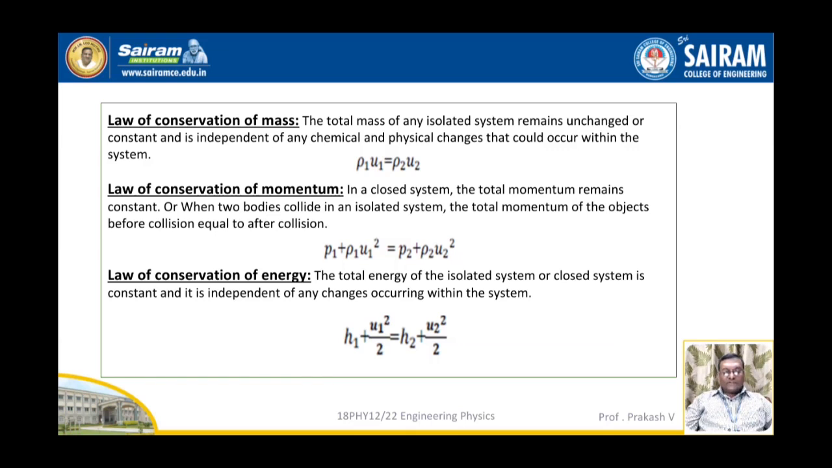Next, the law of conservation of energy. It states that the total energy of an isolated system or closed system is constant and is independent of any changes that occur within the system. The equation corresponding to the law of conservation of energy is H1 plus U1 square divided by 2 is equal to H2 plus U2 square by 2. So these were all the supporting equations for explaining the law of conservation of mass, momentum and energy.